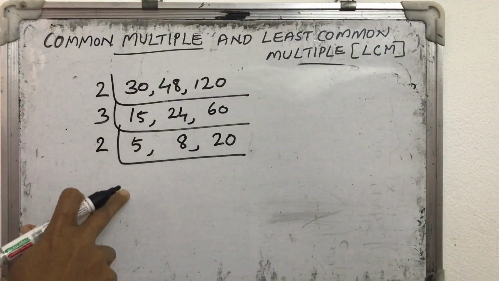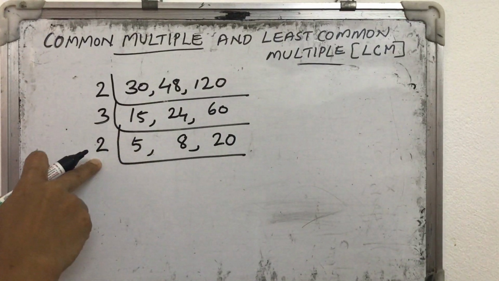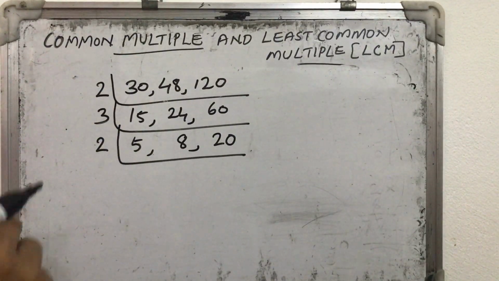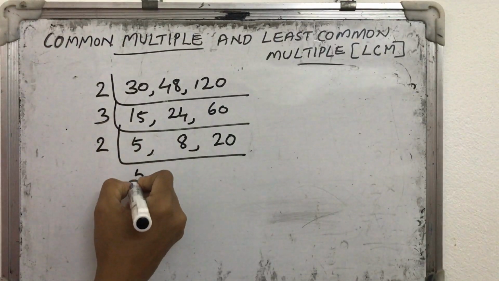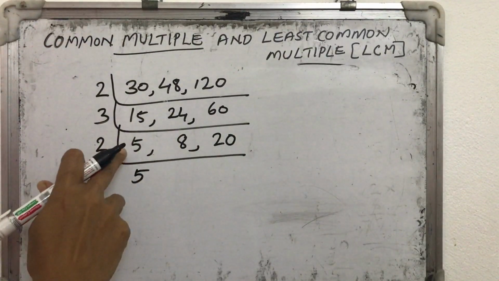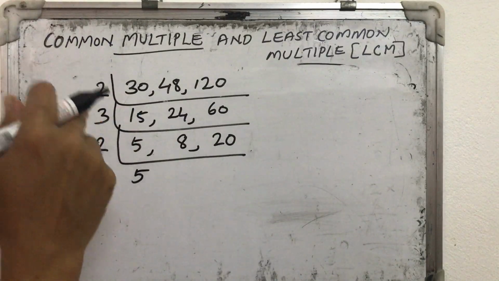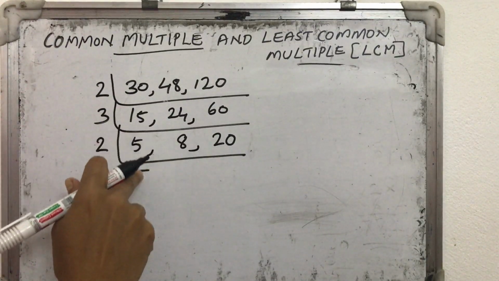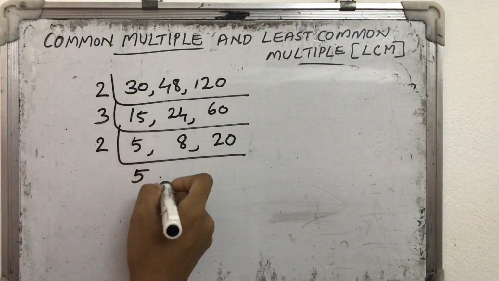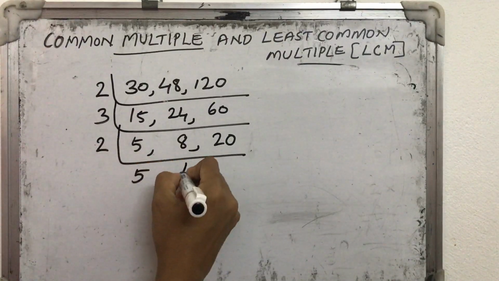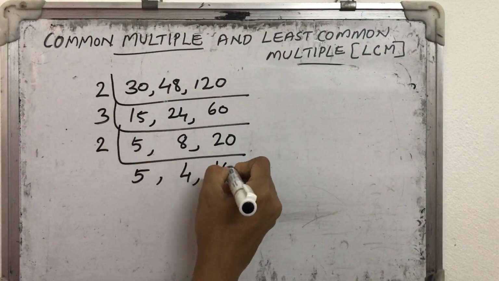5 is not divisible by 2, that we know. So in such a case we will write down that 5 just to here. After that, 8 divided by 2, 4. 20 divided by 2, 10.